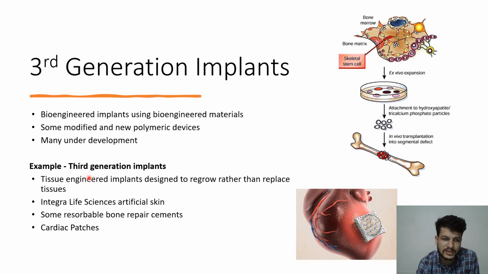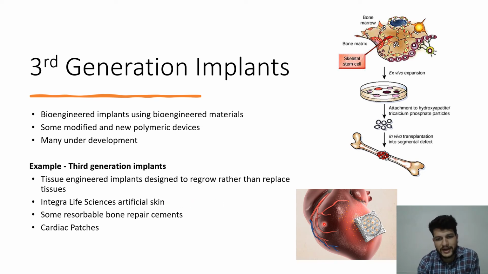Another example is the artificial skin. Integral Life Science has made artificial skin that is used in case of burns, or in case of some accidents where the skin is removed. That artificial skin is implanted, and it is a viable tissue that regrows and completely restores the function of original skin.